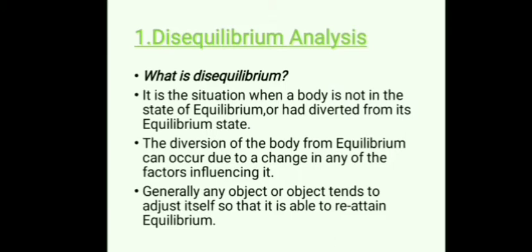This is basically a situation wherein a body is not in the state of equilibrium, or it has deviated or drifted away from the state of equilibrium. This state occurs due to a change in any of the factors influencing the body. In the case of a consumer, equilibrium is determined by the satisfaction or utility from the commodity as well as the price of the commodity. If any of these undergoes a change, the consumer will drift away from the state of equilibrium.